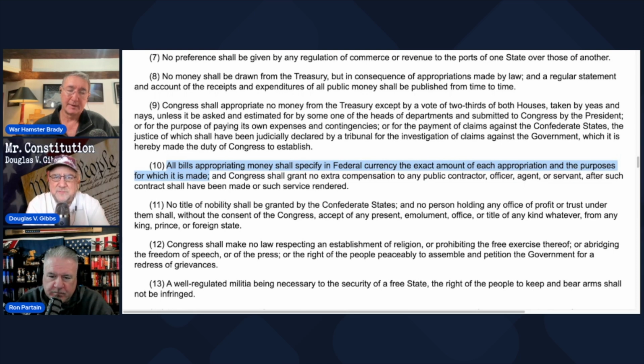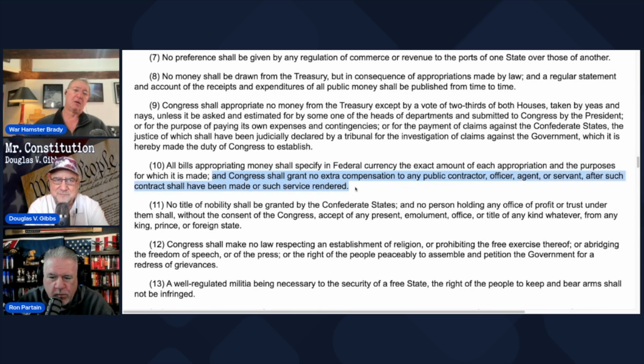So here's a beautiful one. The second part: and Congress shall grant no extra compensation to any public contractor, officer, agent, or servant after such contract shall have been made or such service rendered. This entire section is against crony capitalism and basically putting all those extra bills and collusion. Obviously this stuff was going on prior to secession. They thought it was a big deal.